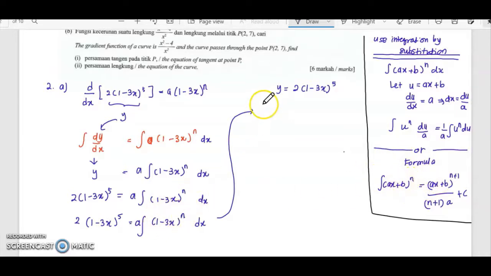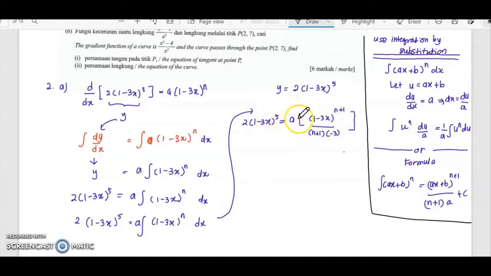Okay, so for this part, saya akan gantikan 2(1 minus 3x) to the power of 5. Okay, and then a, kita gantikan dengan formula tadi kan. Okay, (1 minus 3x) to the power of n plus 1, bahagi dengan n plus 1 kali dengan kita differentiate dalam ni. Differentiate dalam ni kita dapat negatif 3. Itu formula dia. Okay, and then c dia kosong lah sebab kat sini kita nampak memang tak ada nilai c kan.